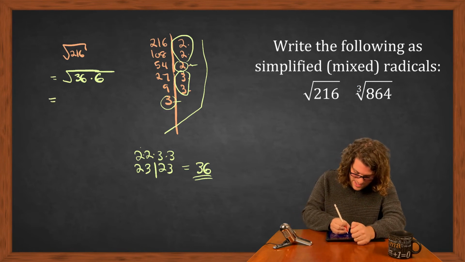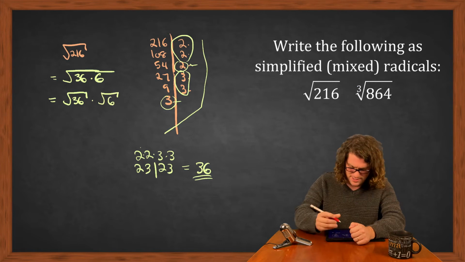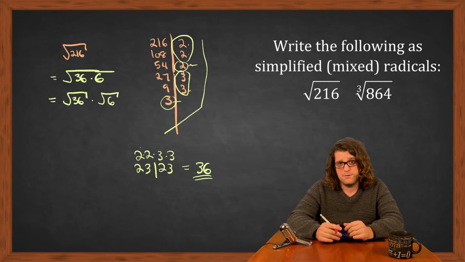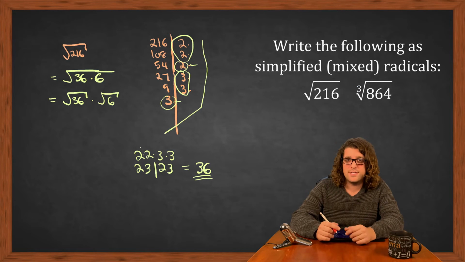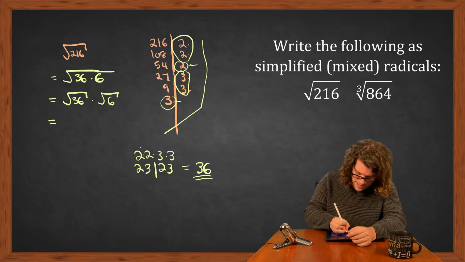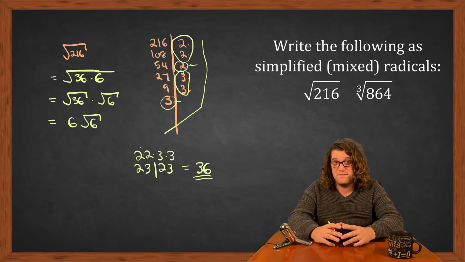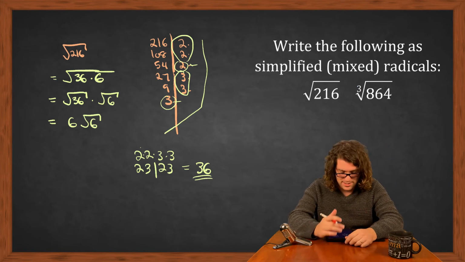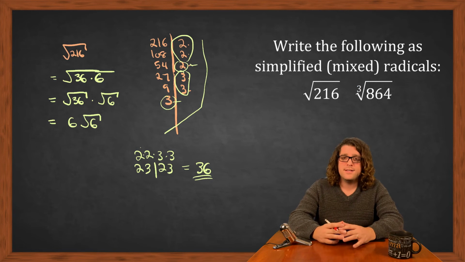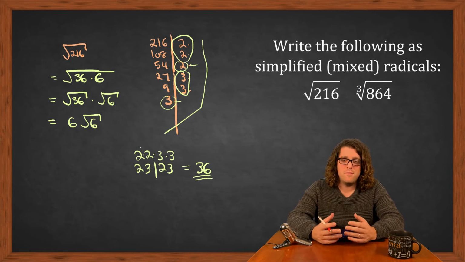And so in the end, I can rewrite that like we did last time in the mild video as the square root of 36 times the square root of 6. The square root of 36 is 6. That was the reason that we picked that 36. And then the square root of 6 is left as square root of 6. So we get 6 root 6 as our final simplified answer in the form of a mixed radical.